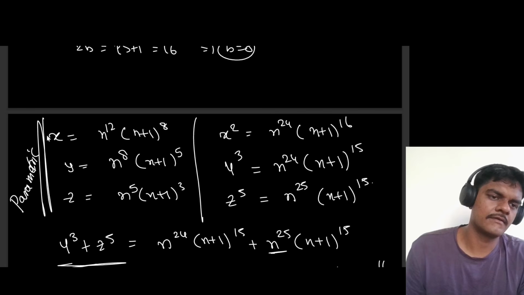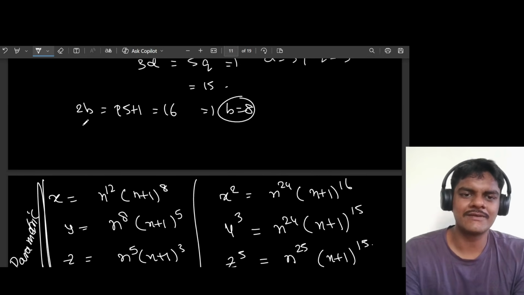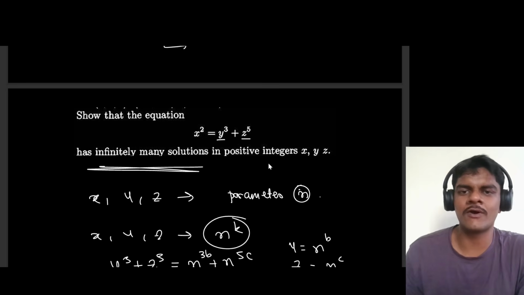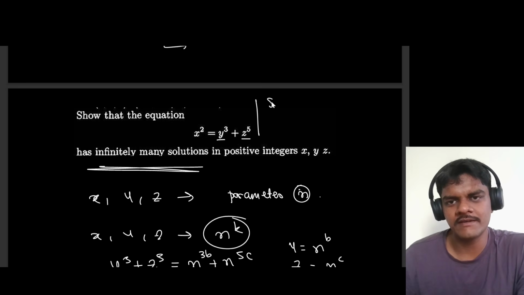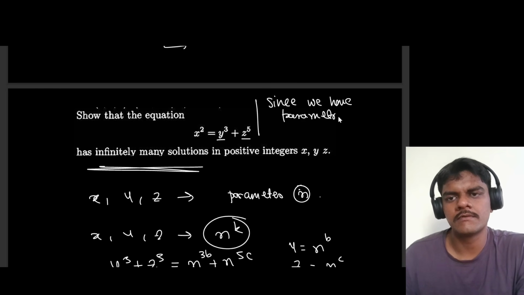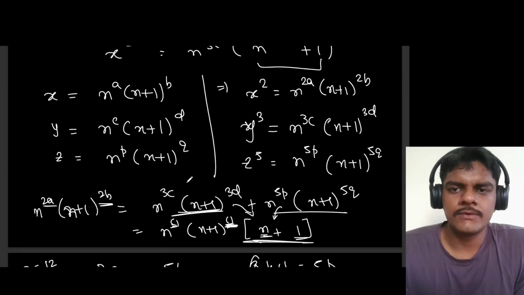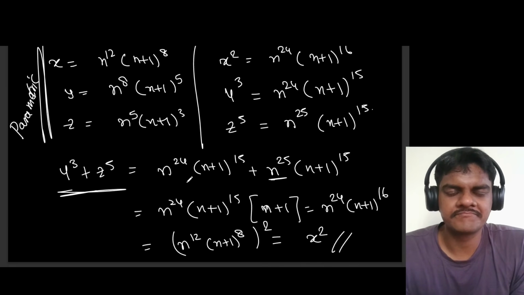Parametric. The moment we have a parametric solution, we have solutions for all x. Since we have a parametric solution, we have infinitely many solutions. So yeah, that's it. That's about this question.